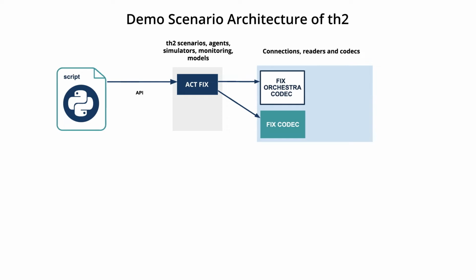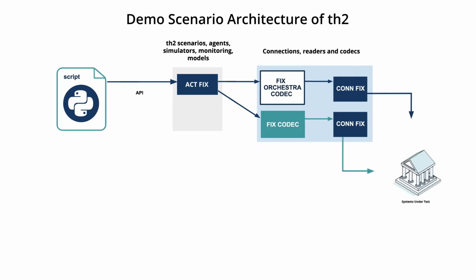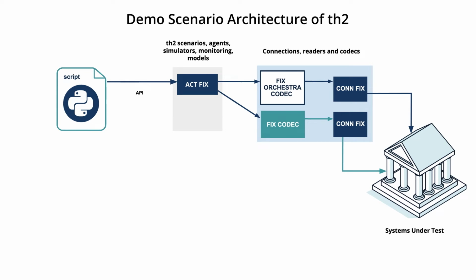A codec is a component for transforming the raw protocol message into an abstract format, and vice versa. It encodes the abstract message received from ActFix into the FIX protocol and sends it to the confix component. More than one con component can be connected to the codec. This component is responsible for interaction with the system under test. It establishes and maintains the connection to the system. It modifies the session part of the decoded message and sends it to the system.